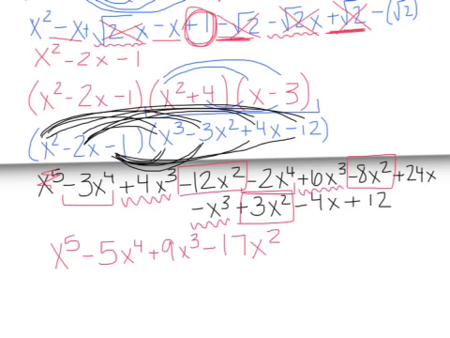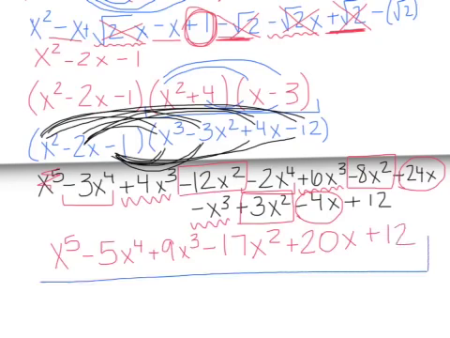Then we're down here at the plus 24x minus 4x. So we get a plus 20x, 24 minus 4. And then the plus 12 just goes on the end. And that is your final answer.